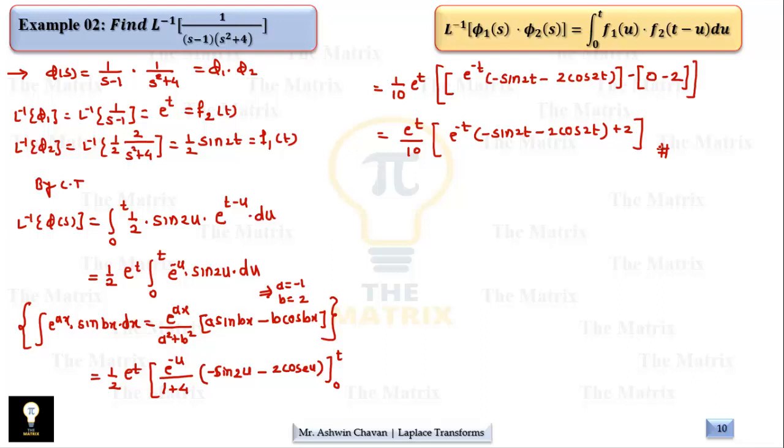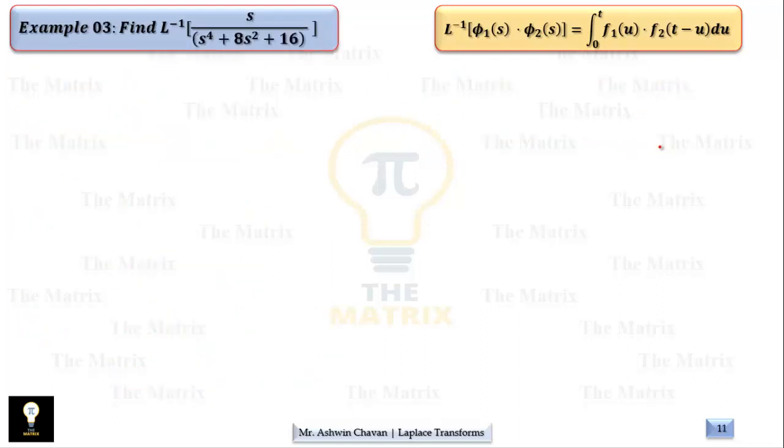Now next example: find the inverse Laplace transform of s upon s raised to 4 plus 8 s square plus 16. Since there is only one factor at the denominator, whereas we need two functions in product form, we have to factorize the denominator. Let's see. We need two constants whose product is 16 and addition is 8. Of course, 4 and 4.